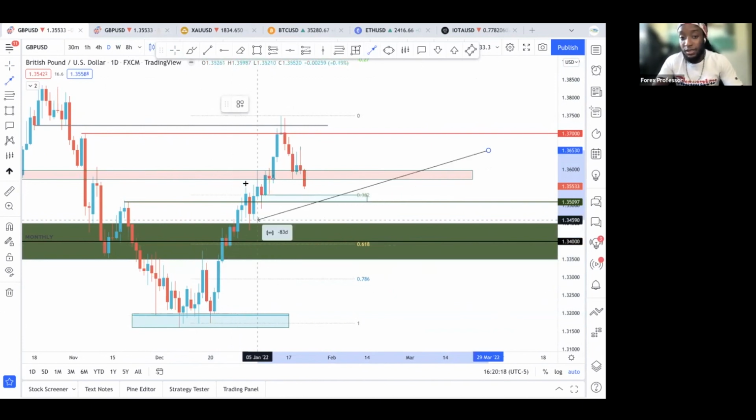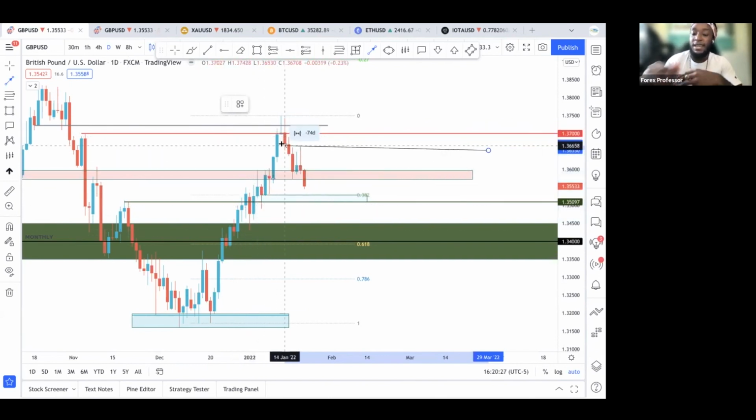So what we did: the market pushed up, broke past the level, pulled back and went higher. Upon it going higher, we realize there's a probability that the market is transitioning to the upside.